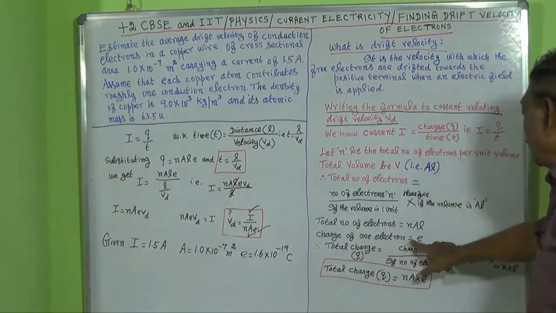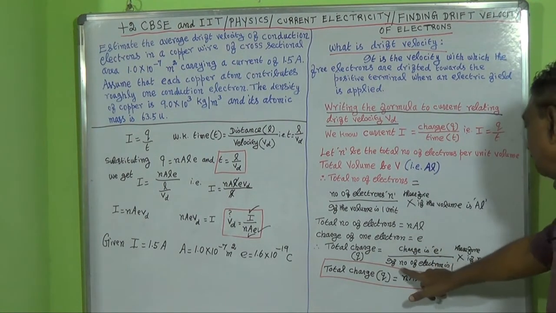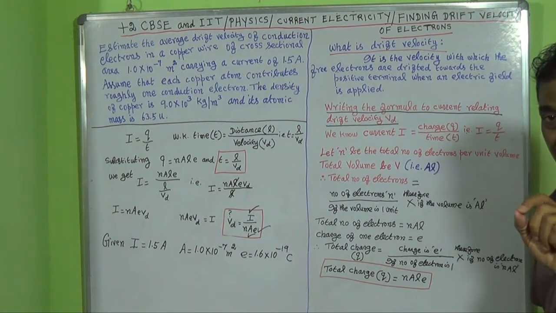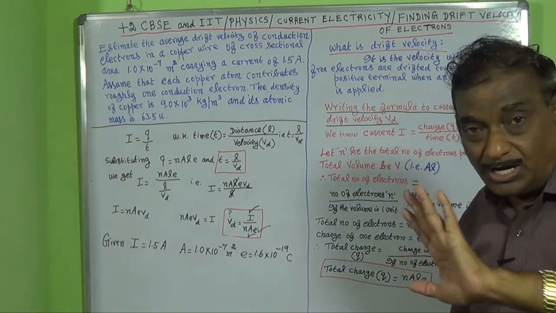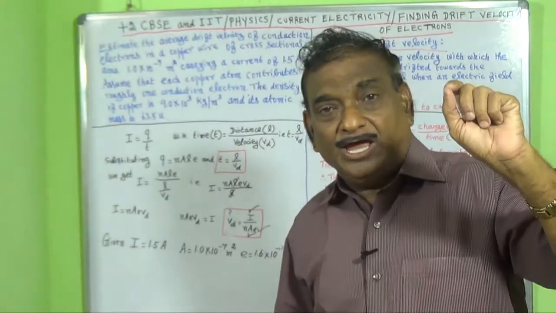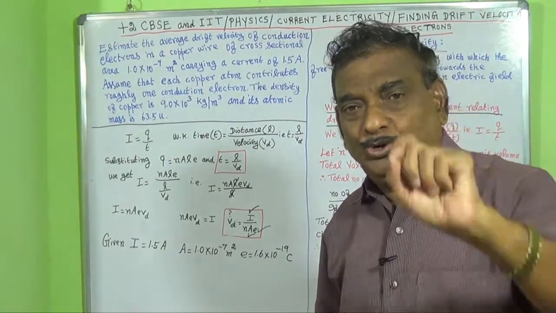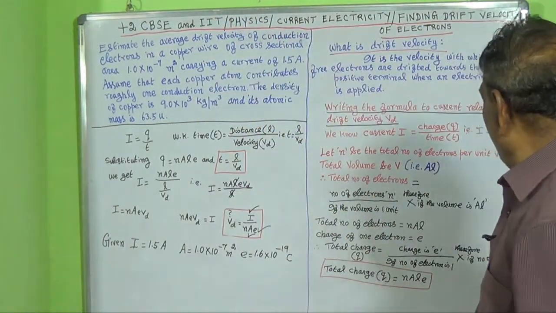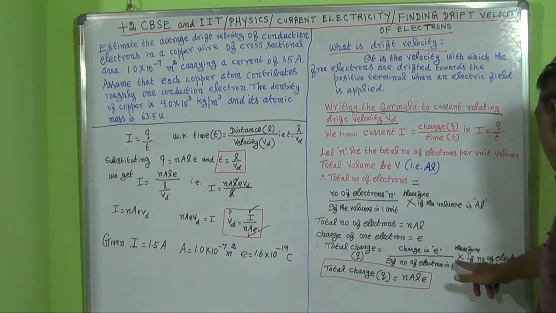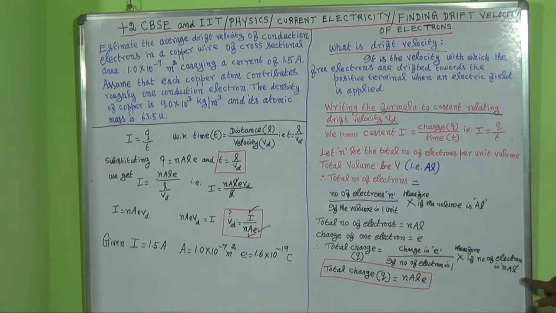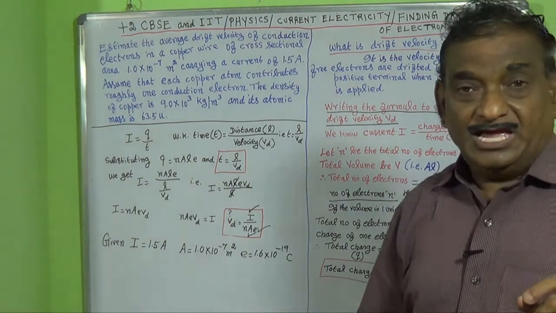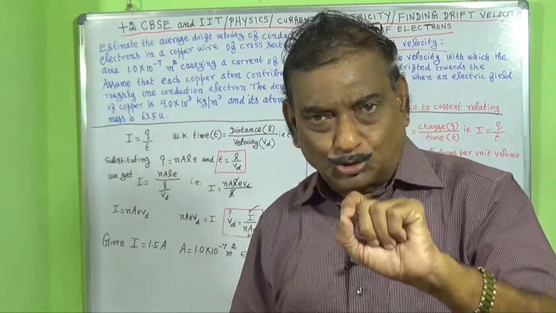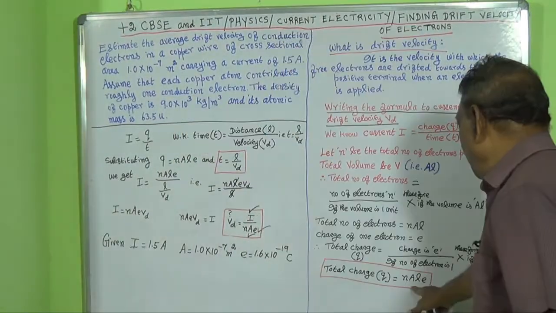The charge of 1 electron equals e. If the number of electrons is 1, the charge is e. Here the number of electrons is not 1. The total number of electrons flowing in the wire is nAL. So if we multiply this with e, we will get the total charge. Thus, we have got the formula for the total charge, Q equals nALe.